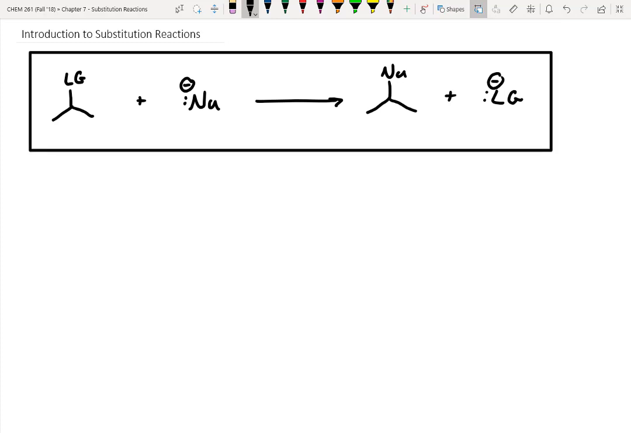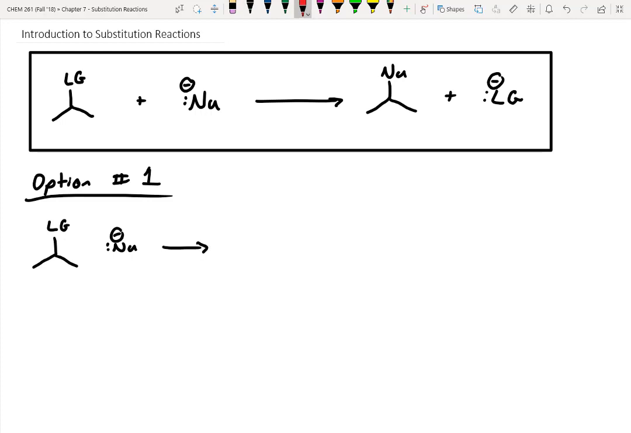The question is how this mechanism actually works. And so we've got a few different options. Option 1. So let's look at this one and let's say, okay, if we've got a leaving group and a nucleophile hanging out, maybe what happens is in the first step, the leaving group just kind of pops off. If the leaving group pops off, we're left with a carbocation. We still have our nucleophile floating around. And now we also have our leaving group floating around also with the negative charge.